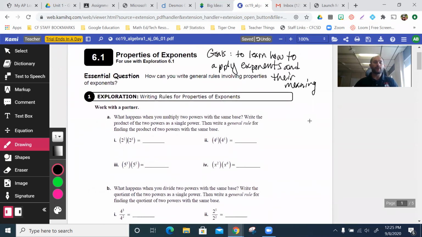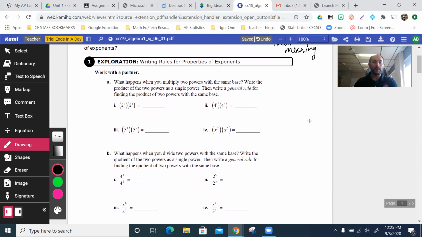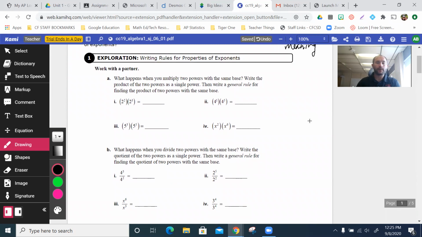So our essential question is, how can you write general rules involving properties of exponents? Okay, so we need to know what an exponent means. So let's start with that. What happens when you multiply two powers with the same base? Write out the product of two powers as a single power, and then write the general rule. So what does this stuff actually mean?